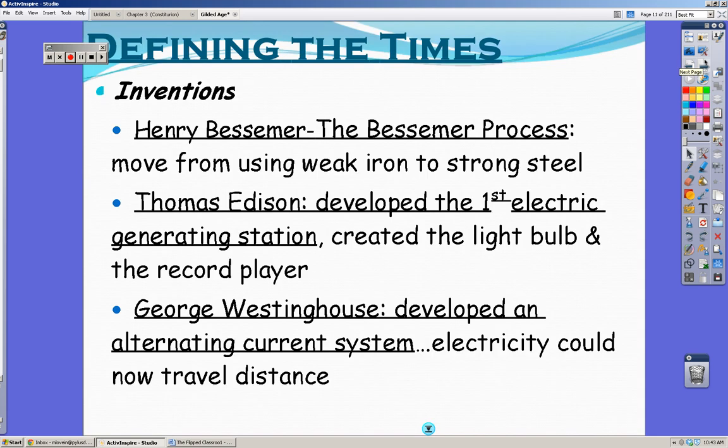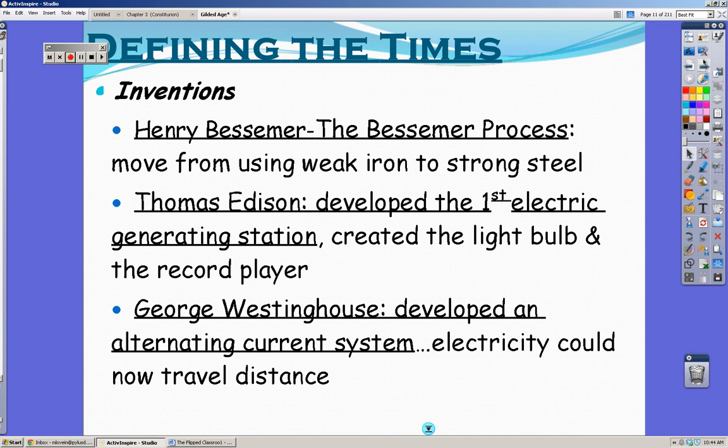All right, a few inventions, and I'll show you some pictures and explain them a little bit on the next page. The first one is the Bessemer process, created by Henry Bessemer, and it moved from using weak iron to strong steel. Basically, you're infusing elements into iron, and by blowing these elements into the iron, it makes steel, and obviously we know steel is super strong. So this allows us to build skyscrapers extra high and make them sturdy.